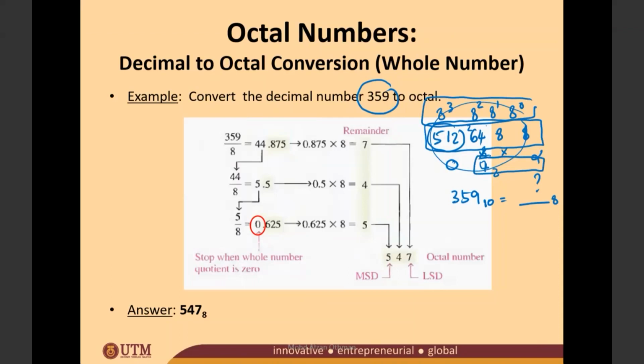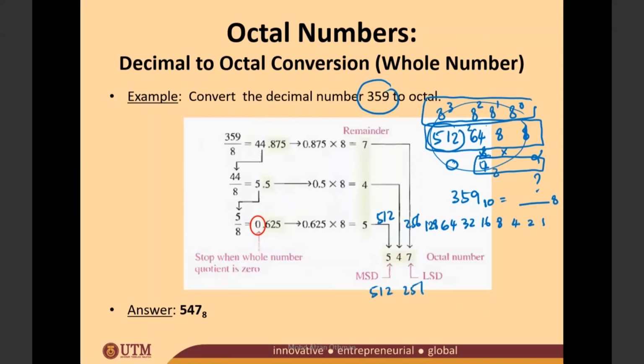So, apa yang saya suggestkan kat sini, once you get this number here, 359 base 10, so kamu tukarkan dia dalam binary dulu. Sebab yang ni senang sikit. 64 and then you have 128, 256, 512. Okay, so 5 dan 12, saya tulis kat bawah ni lah ya.